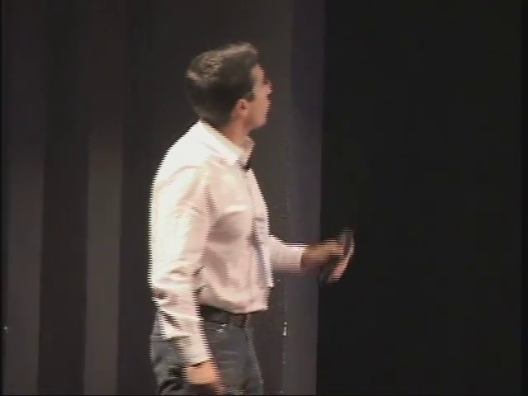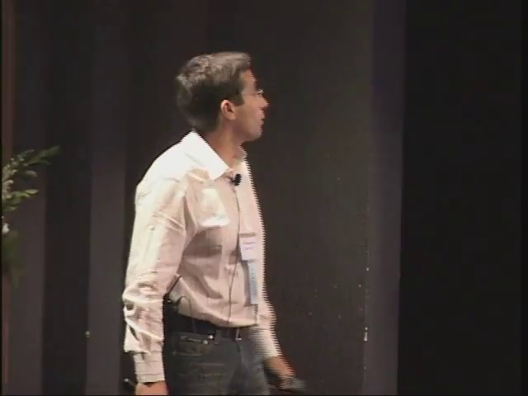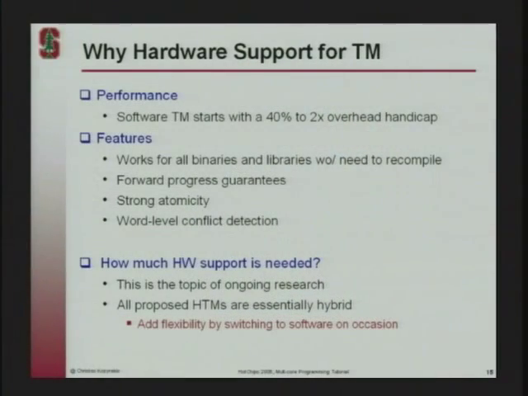So in the interest of time, we don't have that much of it. I'm going to go really quickly over hardware transactional memory. So why do we need hardware? Because software-only solutions can have a significant overhead. 40%, 2x, we've seen all of them.